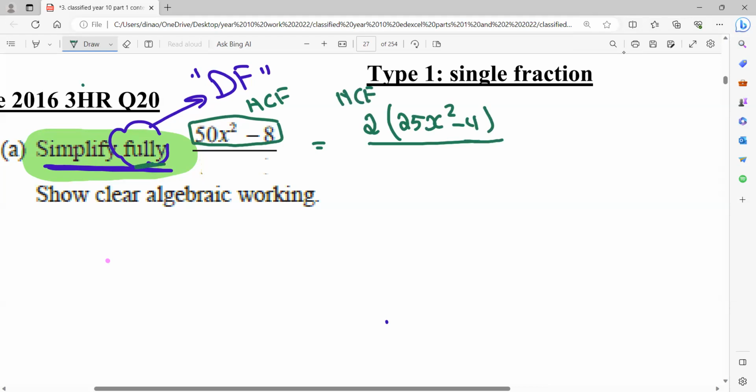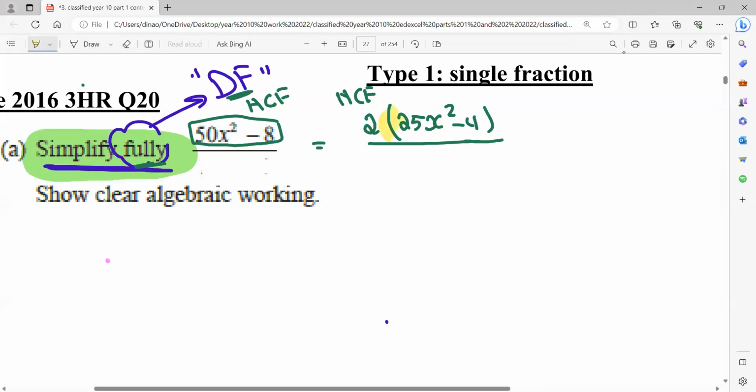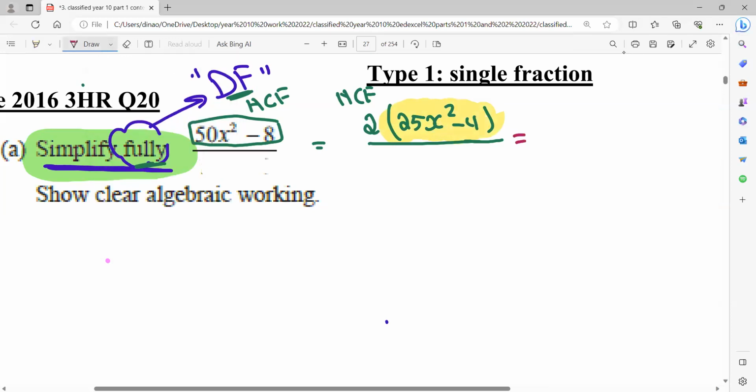Because there is this word "fully", there is a chance of double factorization. And whenever we solve a mathematical question, we don't just do it and run away, you have to take a moment and look. If you take a moment and look, you will find that the highlighted yellow can still be factorized into difference of two squares. So the highlighted yellow is dots.